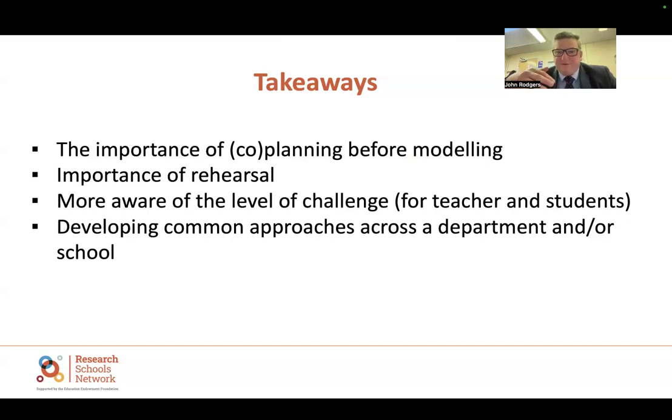So for those of you that are thinking about putting some of this or anything in place in terms of professional development, and you want to see practice change, actually giving teachers the space to plan it properly, but then to role play that modeling is really, really useful.